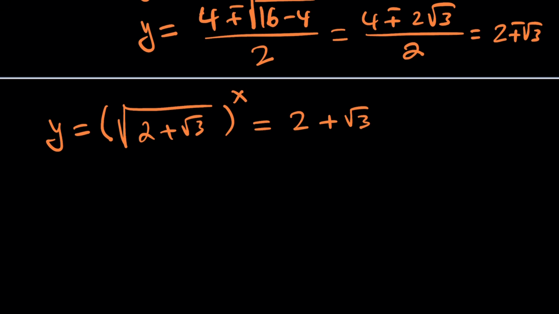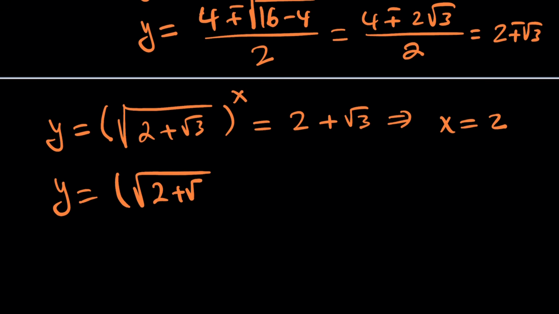But I'll take one at a time. Let's go with the 2 plus root 3 first. What do you notice? Like, how do you get 2 plus root 3 from the square root of 2 plus root 3? The inverse of the square root. You have to square it. So from here, x equals 2. Now you might be wondering what happens with the other value, right? So now we're going to set it equal to 2 minus root 3.